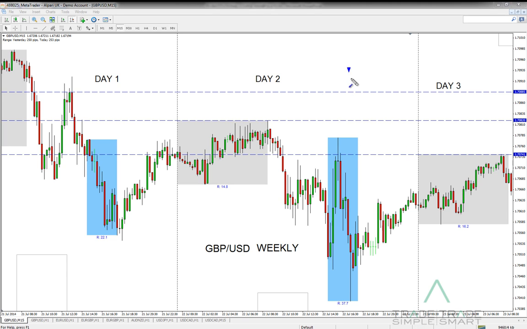So in and around one of these three zones, we'll be looking for manipulation to take place, and once that manipulation takes place, we can then sell into the market in line with the smart money weekly and intraday cycle and profit from a move to the downside.